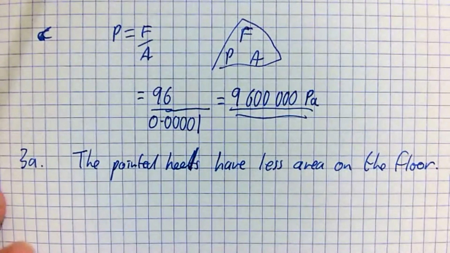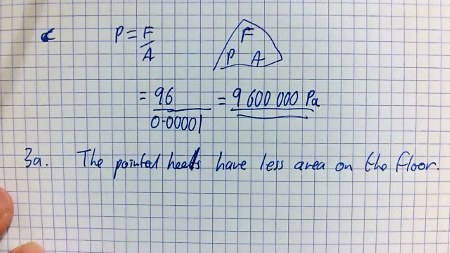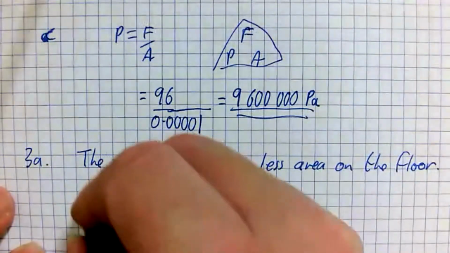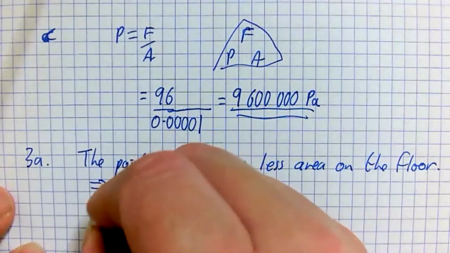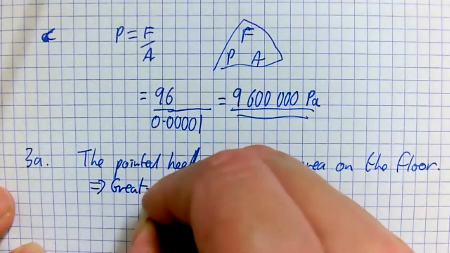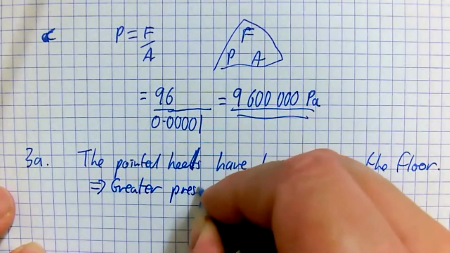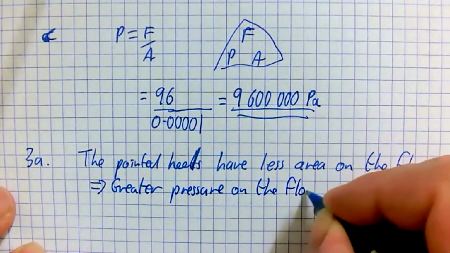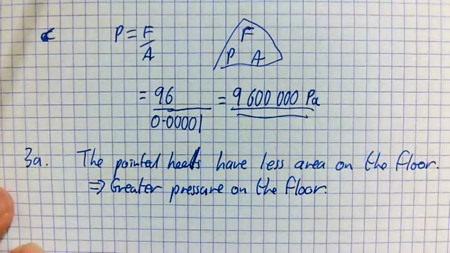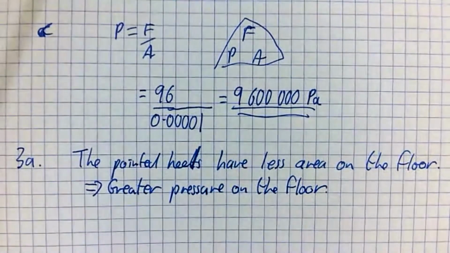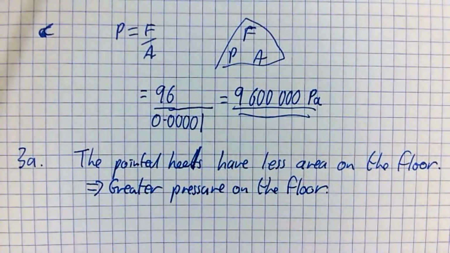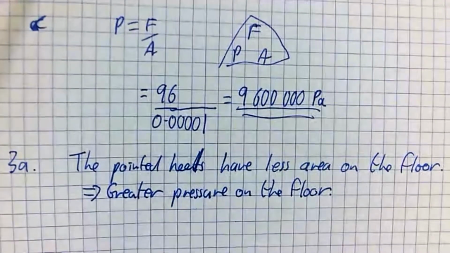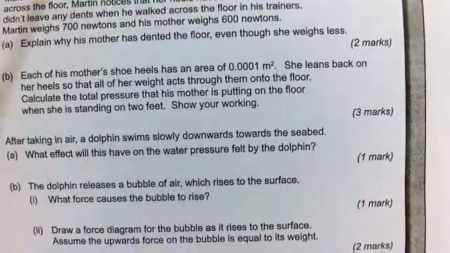Yeah. Okay. So the pointed heels have less area on the floor. Obviously, as pressure is force over area, if area is a small number, the pressure is greater. So that means, or implies, a greater pressure on the floor, which is why she makes dents. Okay, we saw that video last term showing how people with smaller soles on their shoes exert a greater pressure. In fact, you actually calculated the pressure of your shoes on the floor.